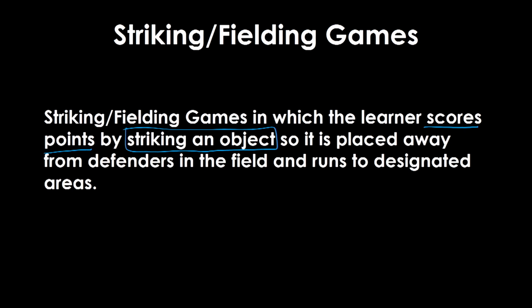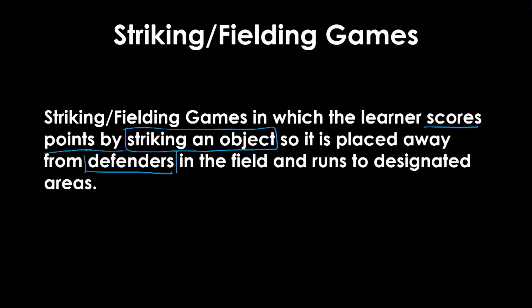If you look at the movement analysis framework, it is placed away from defenders. So again, we have a word called defenders, and other times we spoke about opponents. So you start seeing that these words change depending on the context, but they actually mean the same or similar things. In a field, and runs to a designated area. So in order to score your point, you would have to strike an object, and once you've struck that object, you have to run. So the combination of manipulative skills and locomotive skills is displayed.